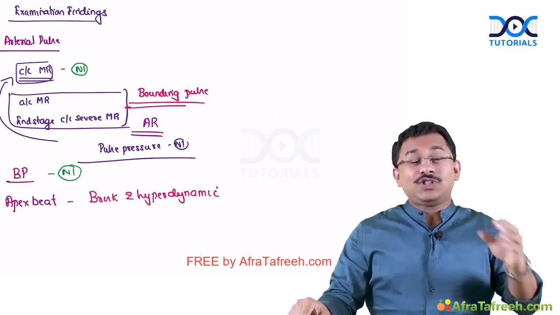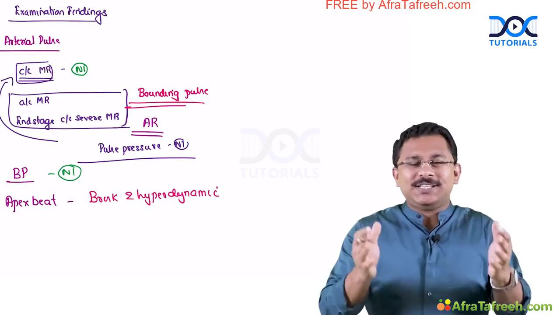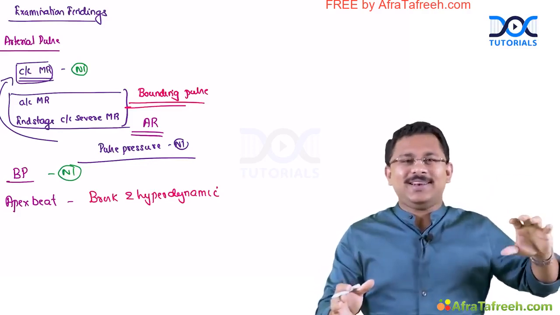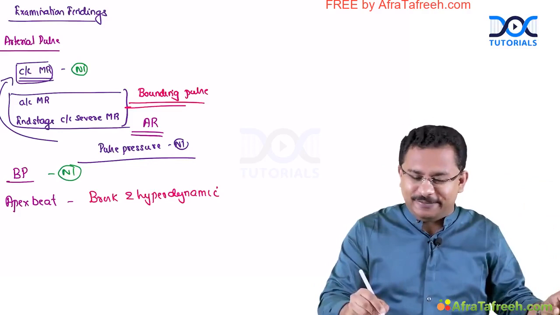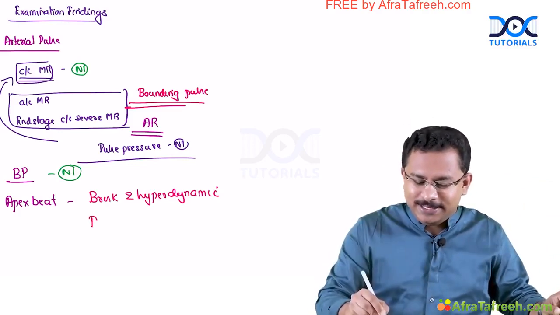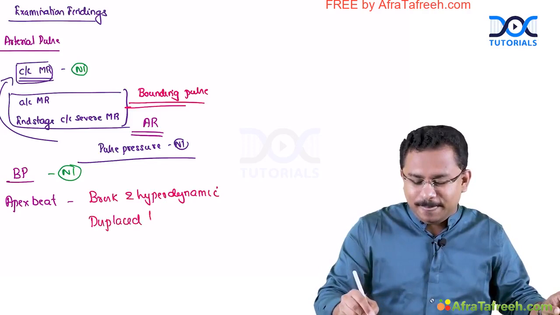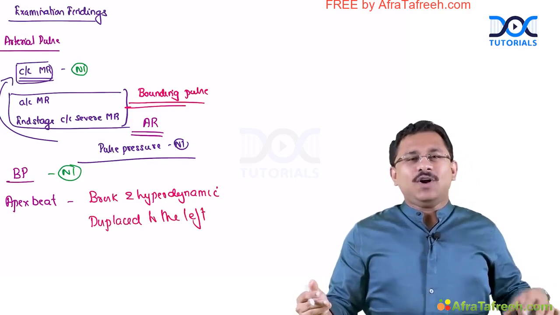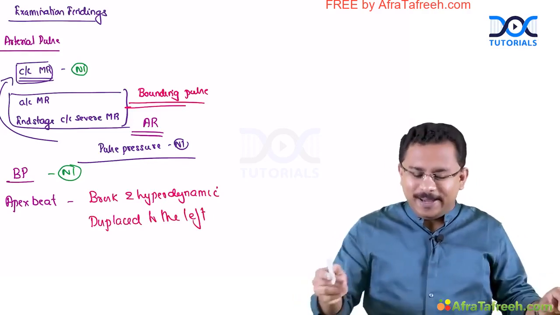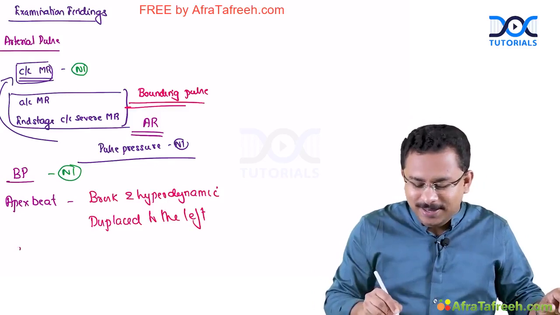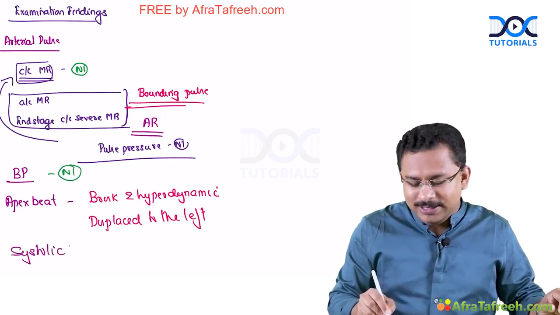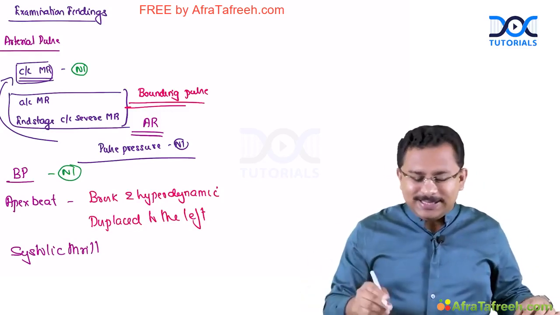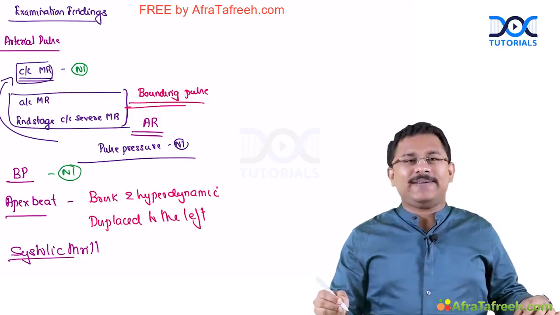Also remember, the position of the apex beat is changed because there is LV enlargement. The apex beat will be displaced to the left. You have eccentric hypertrophy that is happening. And on palpation over the cardiac apex, you are going to have a systolic thrill, which you can palpate over the cardiac apex. So these are some important examination findings.